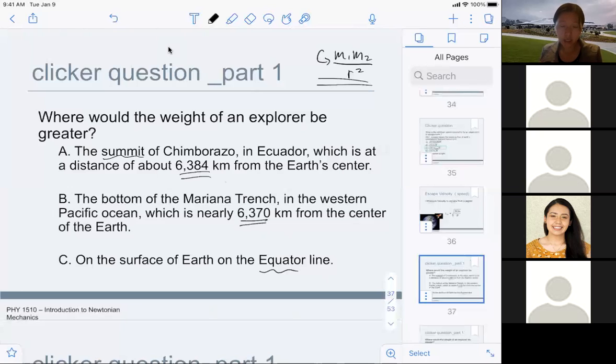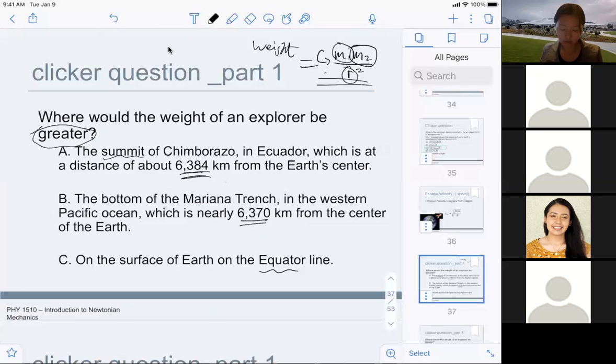So what has changed? By going to different places, your mass remains unchanged. It's still the same person. The mass of the Earth overall doesn't change. It's still the same Earth. The only thing that's changed is the distance between you and the center of the Earth. So if you want the greater weight, we just need to look at where you are closer to the center of the Earth. That gives you a bigger force, because when R is smaller, the force is bigger.